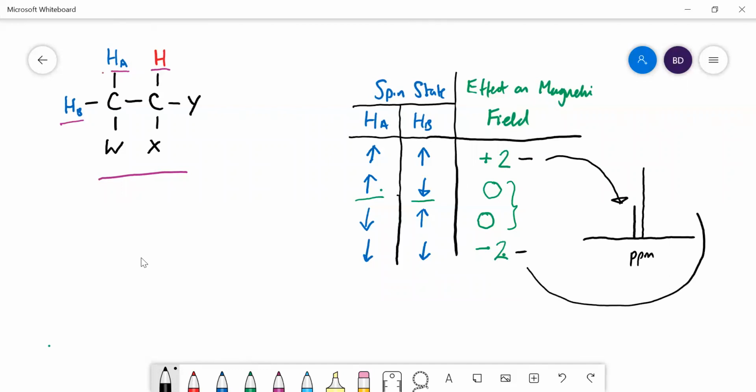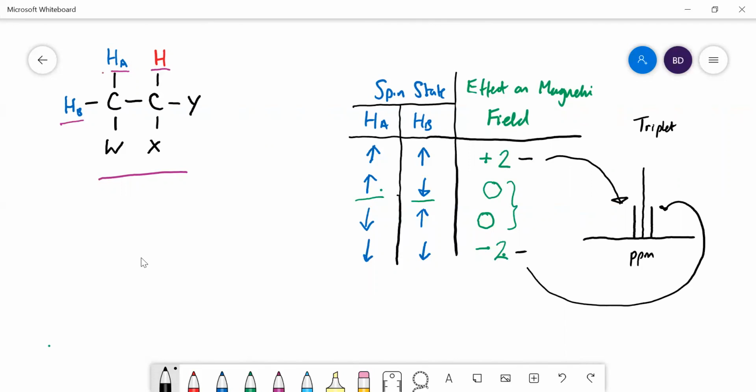And this one here is going to be half as big as the central one. And there is our triplet. And you should be aware that triplets always look like that, don't they? The middle one is always twice as high as the other two, either side of it.